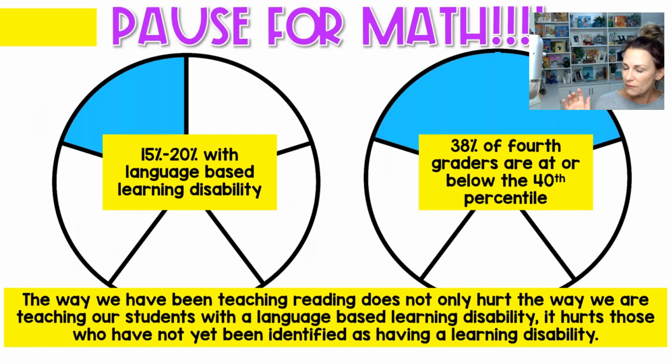So if we look at this data, we know that 15 to 20% of the population has an identified language-based learning disability, and yet 38% of our 4th graders are below the 40th percentile. So there's a percentage of the population who have maybe a mild language-based learning issue, but they haven't been identified, right? And so if we're having 38% of our students not being proficient in reading and writing by the time they get to the 4th grade, we need to do something different. The way we've been teaching reading not only hurts our students with a language-based learning disability, it really hurts those who have not yet been identified as having a learning disability.